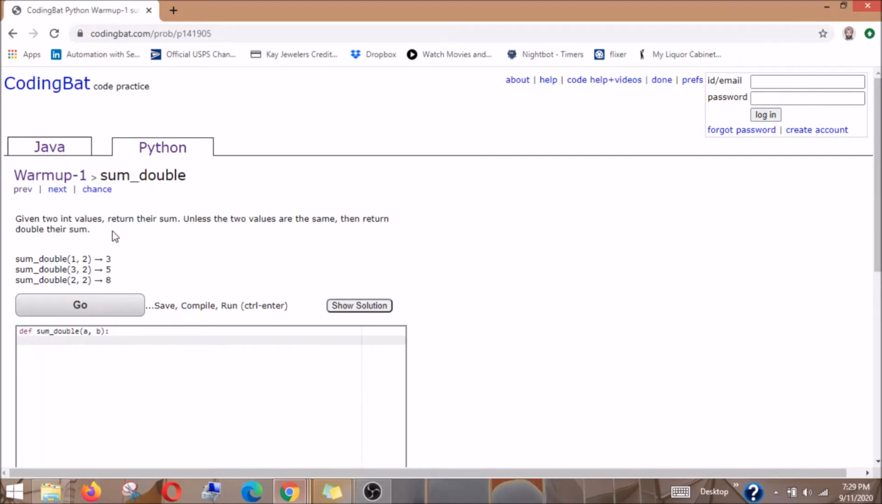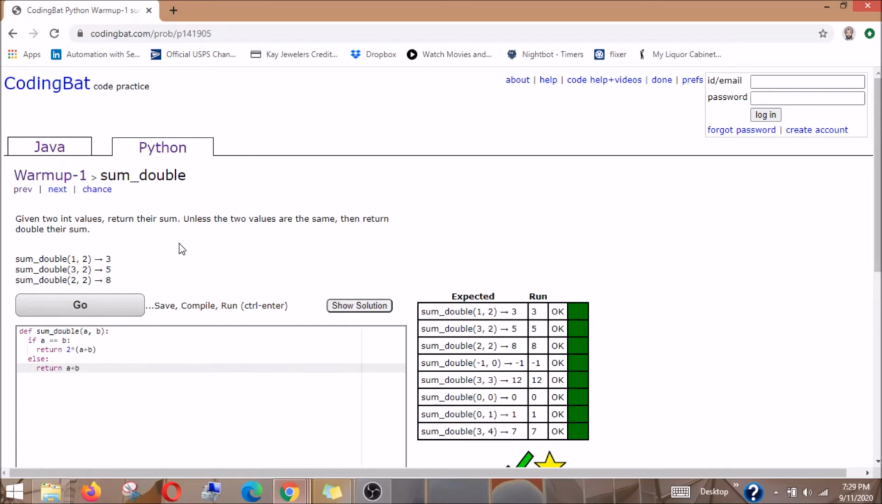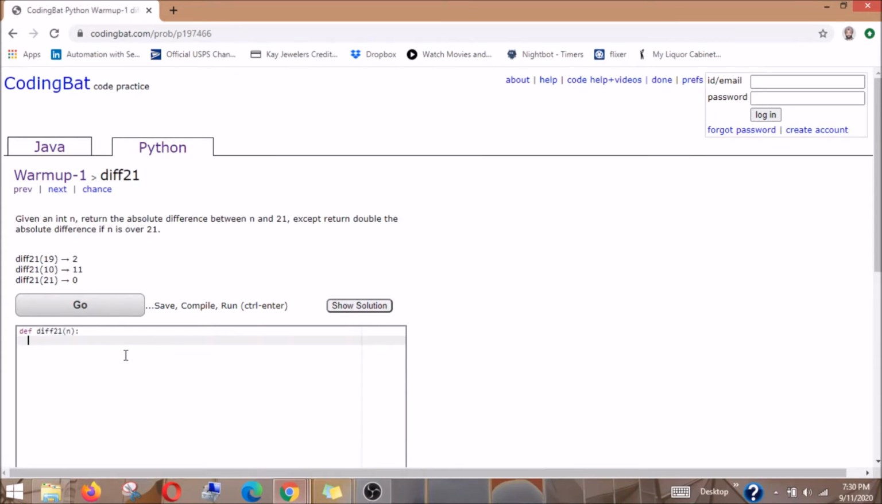Given two int values, return their sum unless the two values are the same. Then return double their sum. So if a equals b, then return 2 * (a + b), else return a + b. Yay, we did it. This is basic. We should not be so happy on this one, because in the future we will get the harder ones. Okay, let's go to the next.